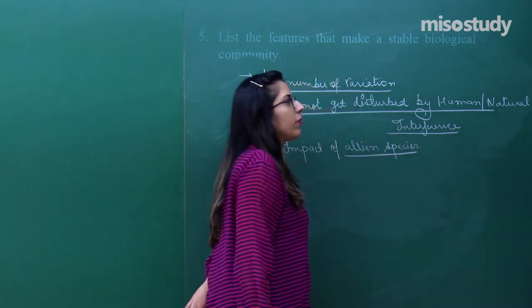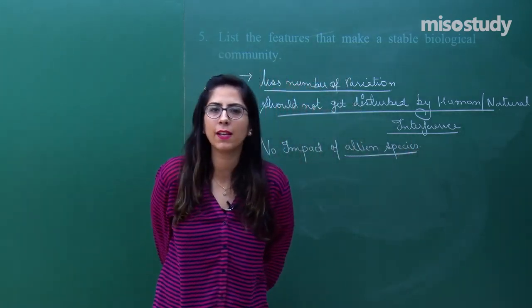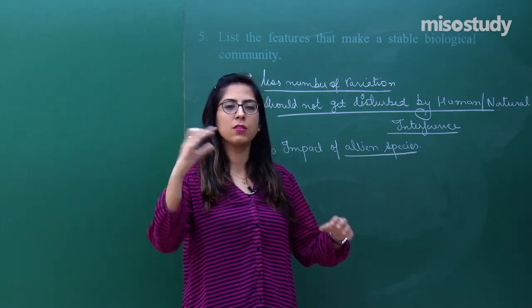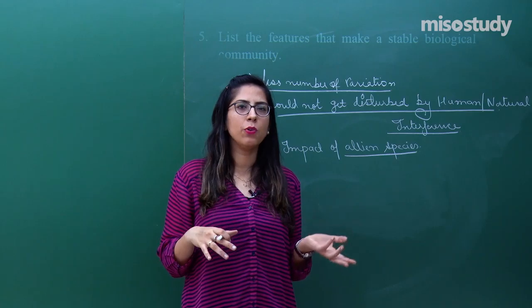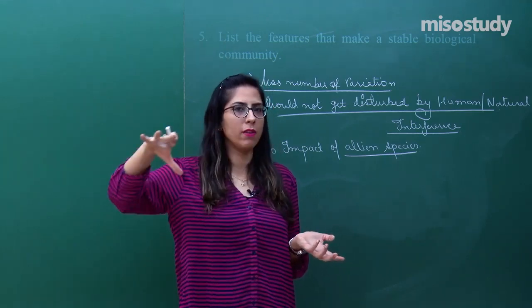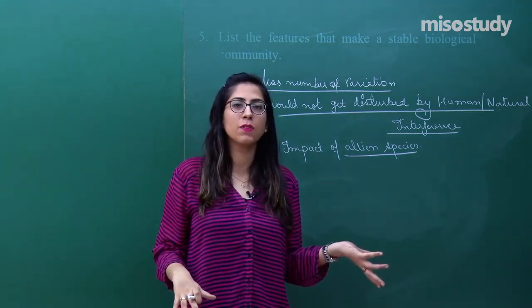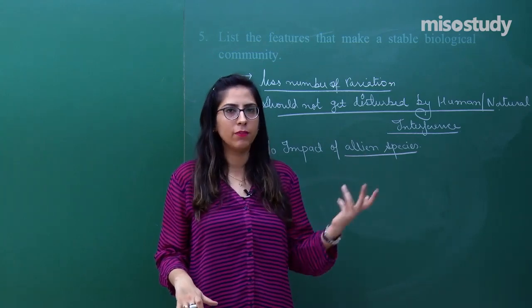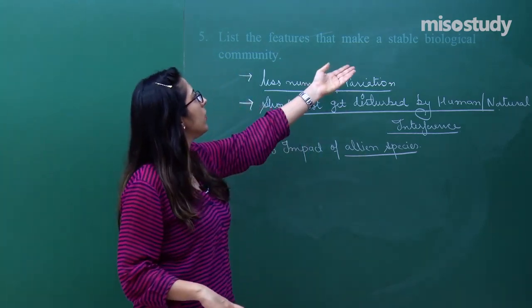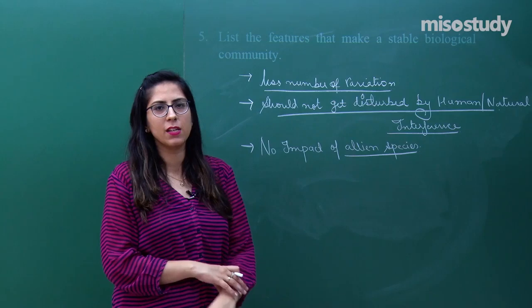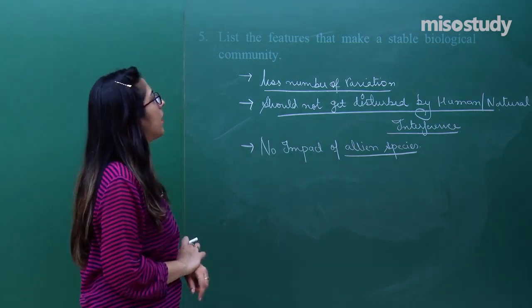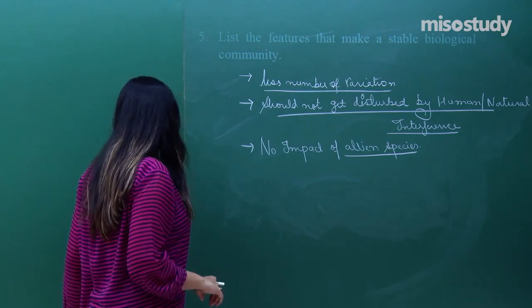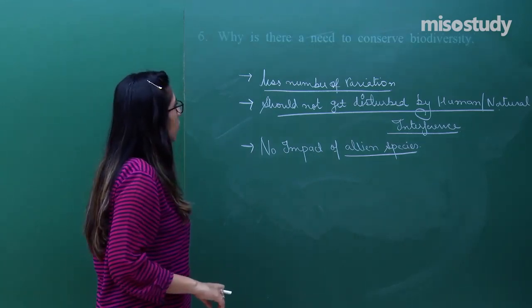When there is no impact of alien species, it means alien species will not be able to degrade the ecosystem. They will not be able to affect whatever species are living over there. That means the species living there are definitely stable. If they are stable, then such a community will be called a stable biological community. So, these are the features that should be present in a stable biological community, right. Now, let us move towards the next question.